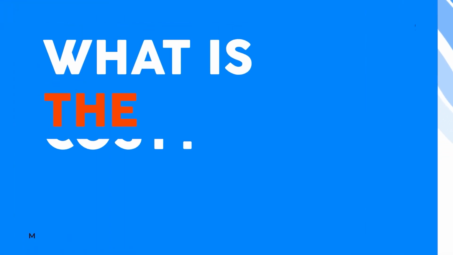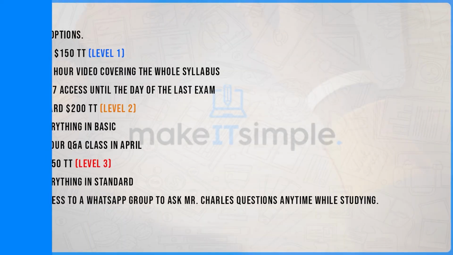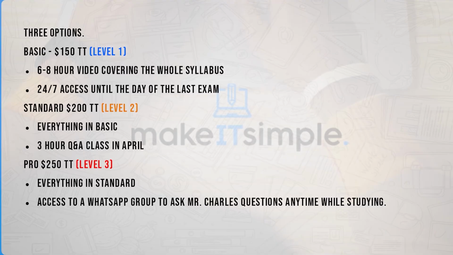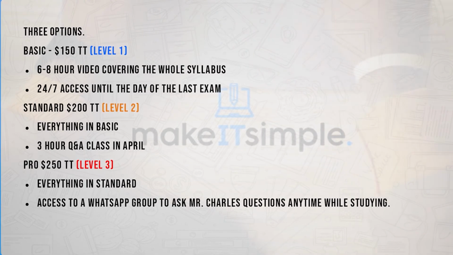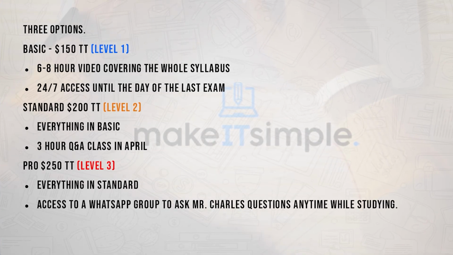So what are the costs? Well, for all crash courses, CSEC and CAPE, basic, which is the video alone, will be $150. $200 will be for the standard, and the pro will be $250, which is the video, the class, and the WhatsApp group to ask questions at any point in time.